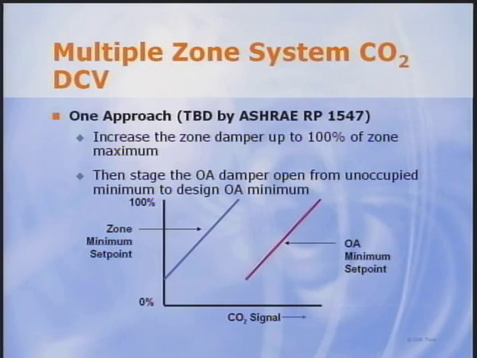The higher half of the CO2 range would be sent up to the air handler controller, where the largest signal from all DCV zones, those are the ones with CO2 sensors, would be mapped to increase the minimum outdoor air set point from the minimum required with no people in DCV zones up to the design outdoor air rate.